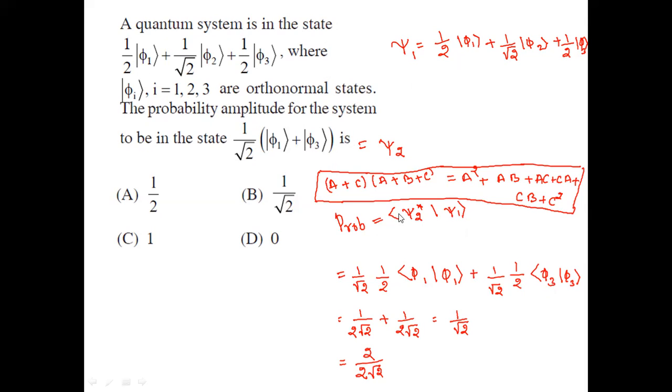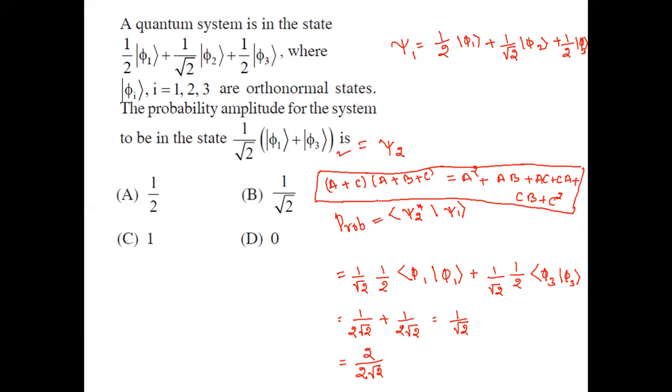is psi 2 star psi 1. You can write the probability of finding the system in this state is equal to psi 2 star psi 1. This is the probability of finding the system in this state, which is psi 2 star psi 1.